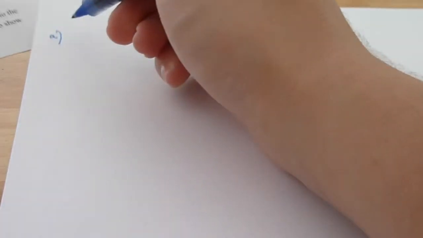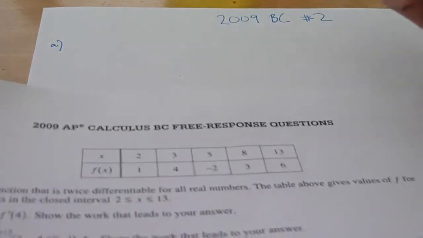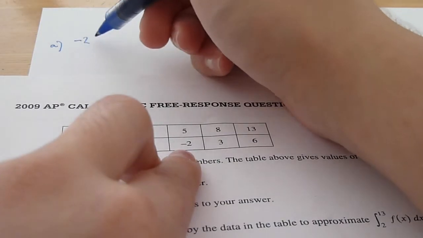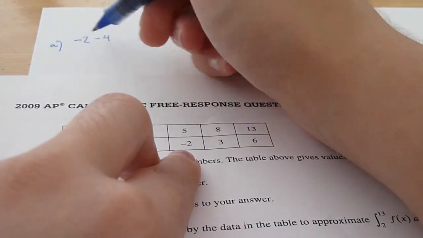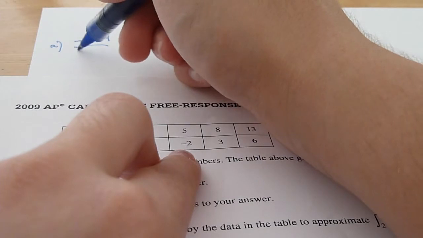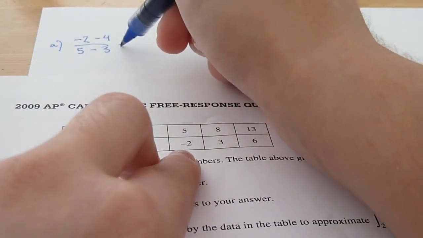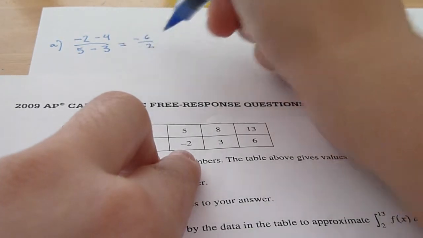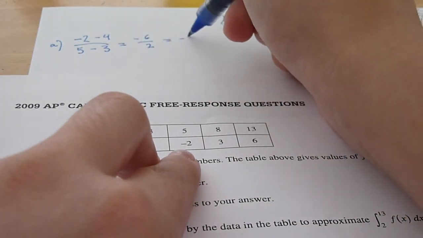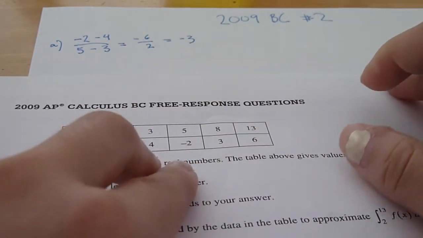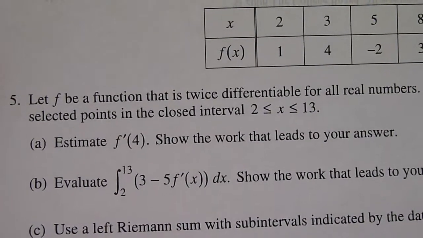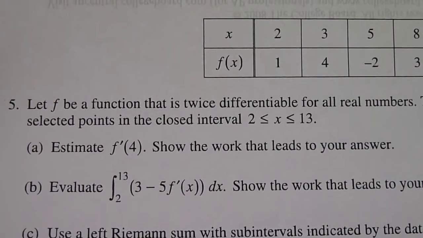So for part A, we're just going to do y2 minus y1 over x2 minus x1. And that gives us negative 6 over 2, which is negative 3. Simple enough. And the next thing it wants us to do is evaluate the integral of 3 minus 5 f prime of x.